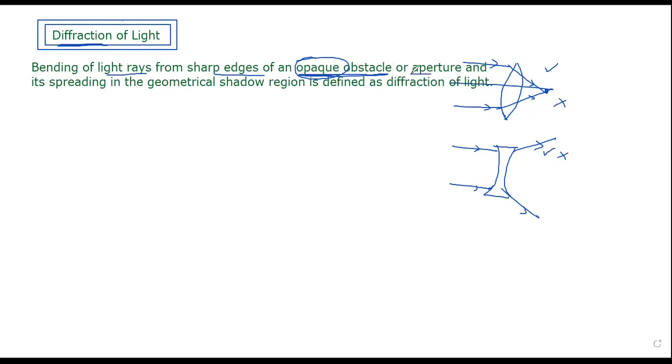Or an aperture, meaning some opening. What's the meaning of aperture? Some opening, like in a wall or some type of hole, where light is passing through, and is spreading into the geometrical shadow region. This is defined as diffraction.